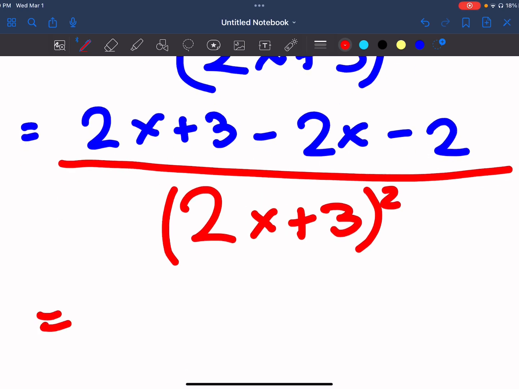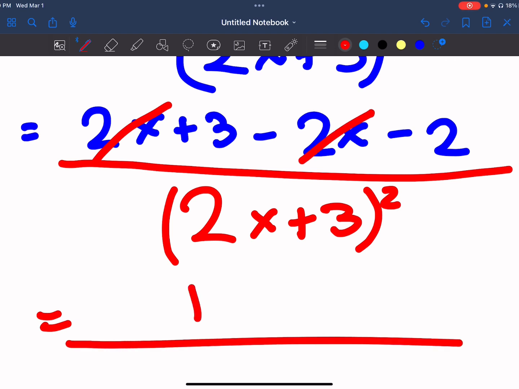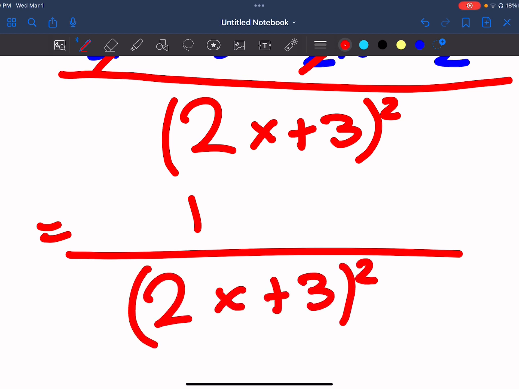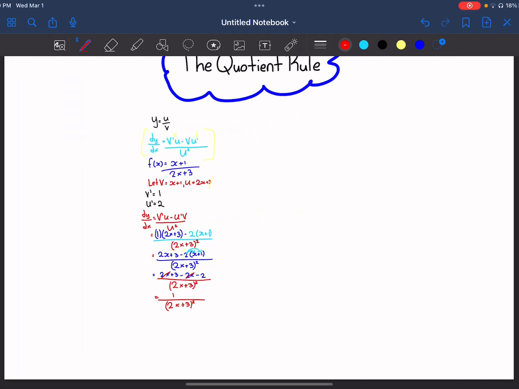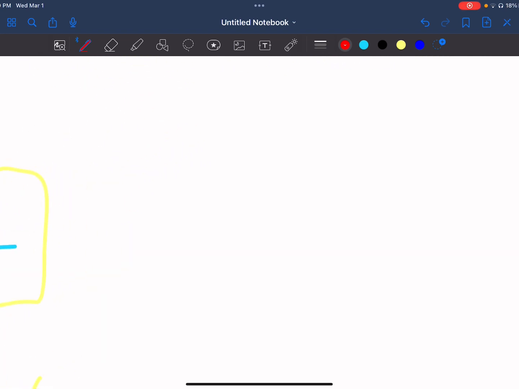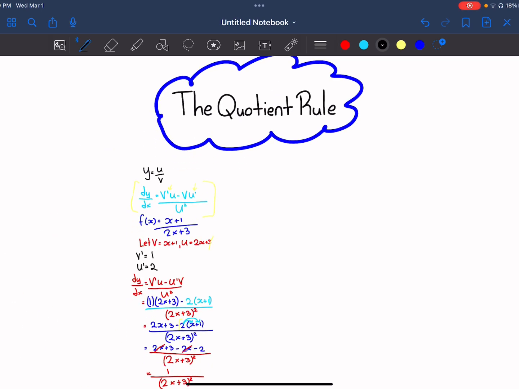This is equal to, so 2x minus 2x cancels out, and 3 minus 2 is 1, so it's equal to 1 over 2x plus 3 squared. And that's it. That's literally just the quotient rule, right? This is the first example. I hope you're seeing something in it. I hope you're understanding this a bit.